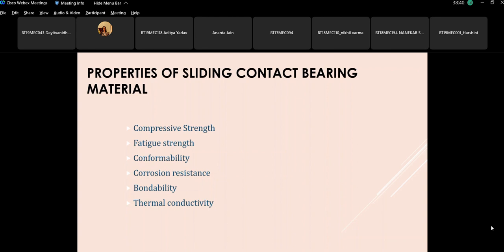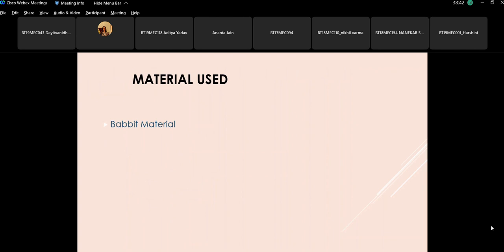Now, if we know these are the properties, then we can select the material. What is Babbitt? Anybody knows what is a Babbitt material? Anyone can tell me?